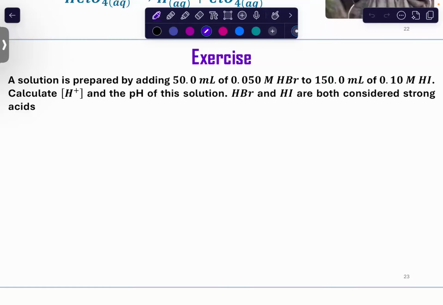Close. What's the acid name? Yeah, hydrobromic acid. What about HI? Hydroiodic. Yep. So remember, these are halide acids. Okay, so we have two chemical equations that are happening here.